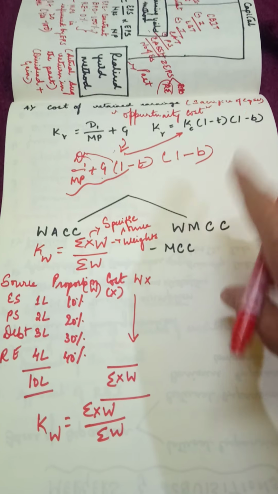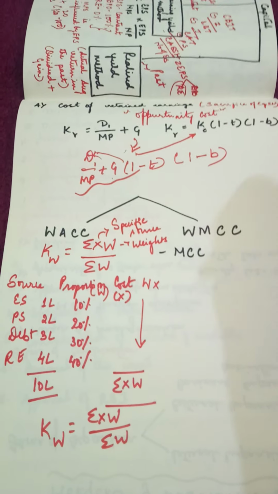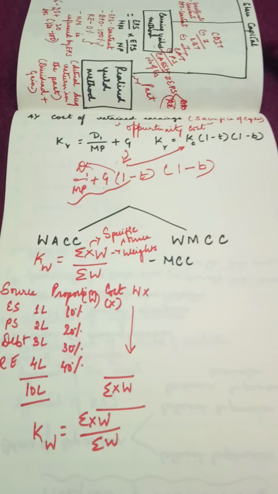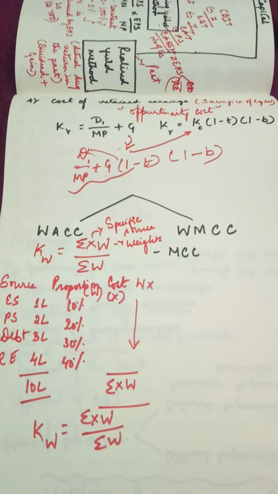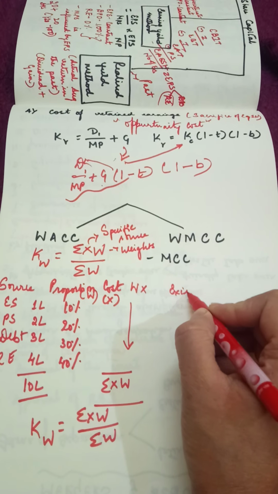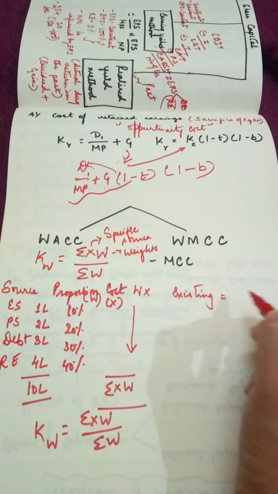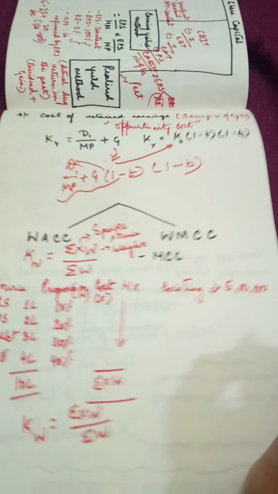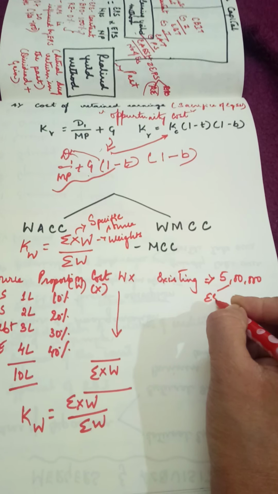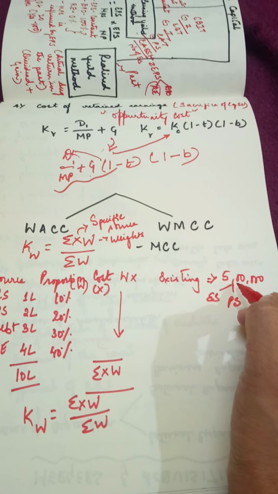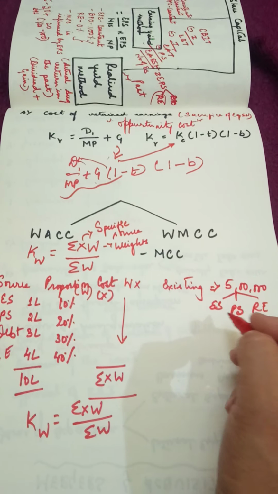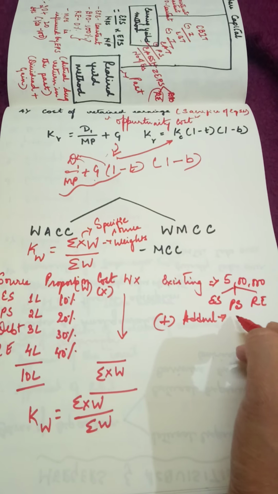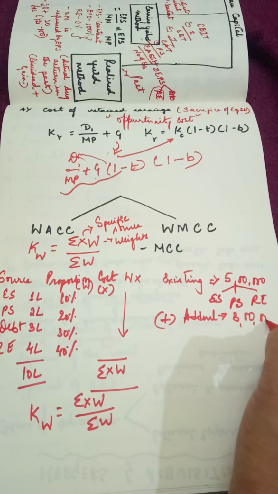And then coming to the WMCC, weighted marginal cost of capital. When do we calculate weighted marginal cost of capital? Girls, let's assume that as of now, you have 5 lakhs in your business. Maybe you have this fund from equity, preference, and retained earnings. You want additional funds for your business expansion, maybe around 3 lakhs.